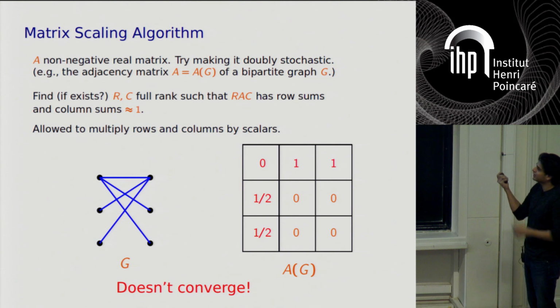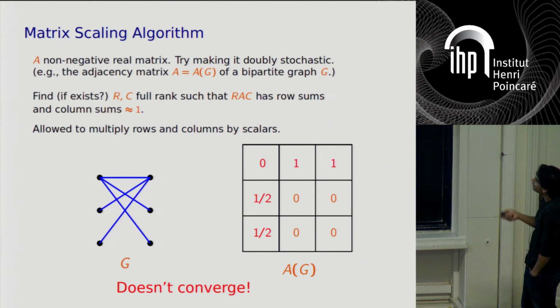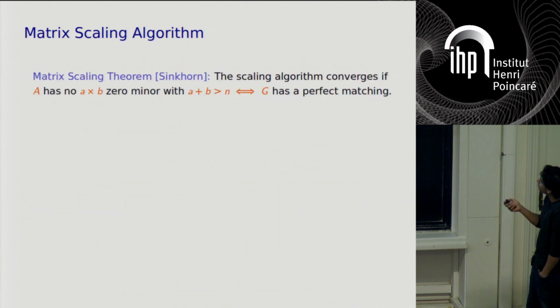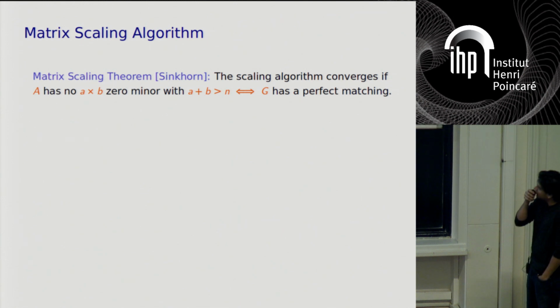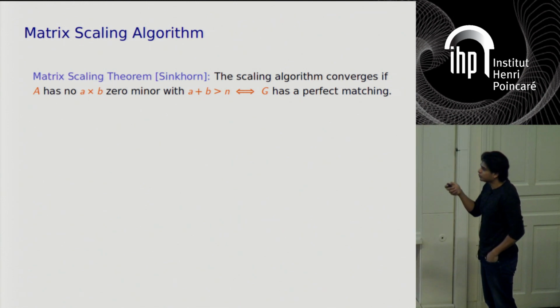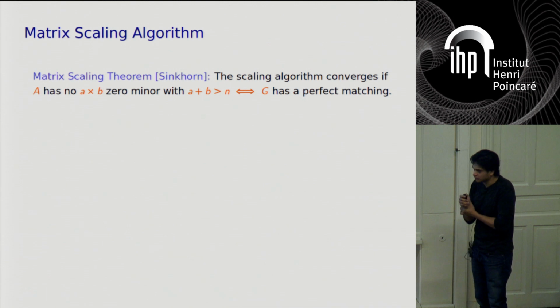But it turns out that for a special case, things do work out, and that's a theorem of Sinkhorn. Sinkhorn says the scaling algorithm converges if A has no large zero minor. That is, if there's no zero minor of size A times B, where A plus B is larger than N. And this sort of goes back to the graph having a perfect matching.